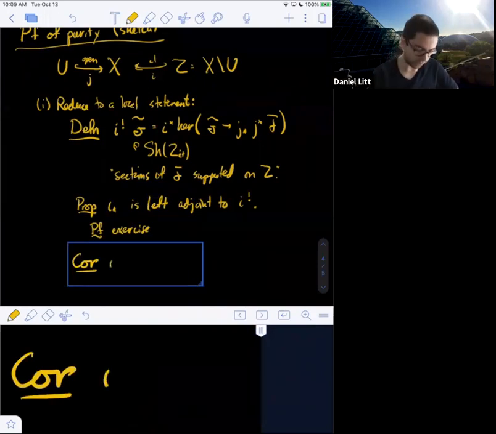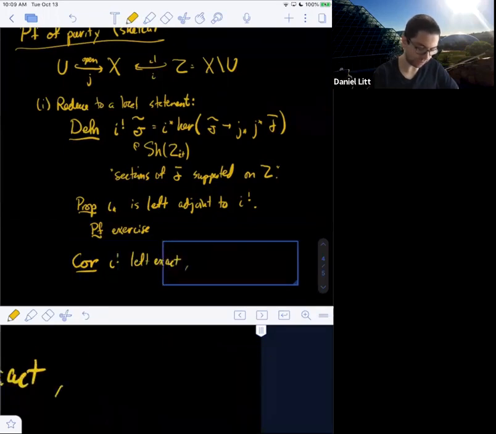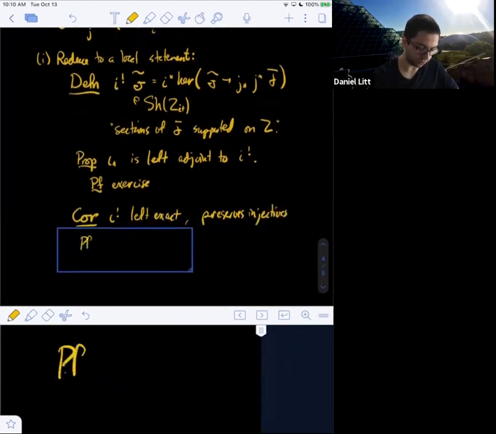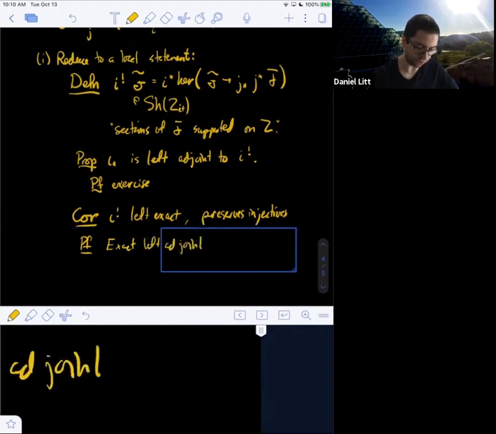So the corollary is that ι upper shriek is left exact, just because it has a left adjoint, and it preserves injectives, so it sends injectives to injectives. So the proof is, well, it's formal. The proof is that it has an exact left adjoint. So having a left adjoint proves that ι upper shriek is left exact, and it's a formal fact, which I think I gave as an exercise.